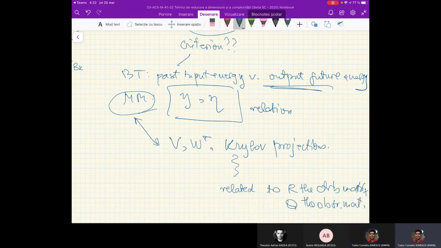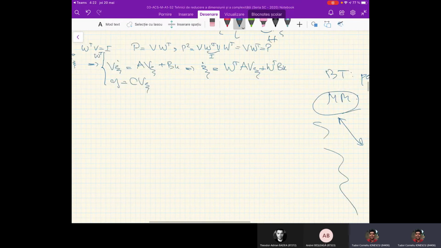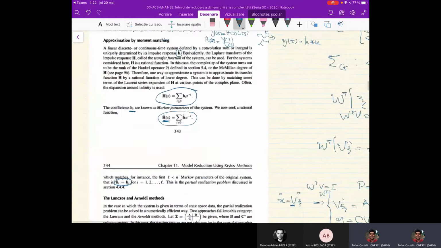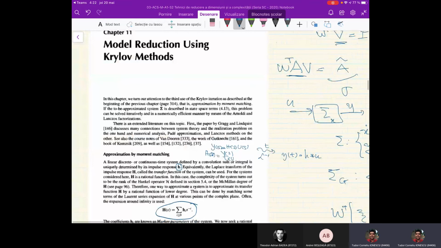Okay? And you get a class of very nice methods. Of course, V and W are built using the Arnoldi and the Lanczos procedures because they're quite efficient. We are building these projections in such a way so we can use the Arnoldi and the Lanczos methods for model order reduction, because those are very efficient methods.